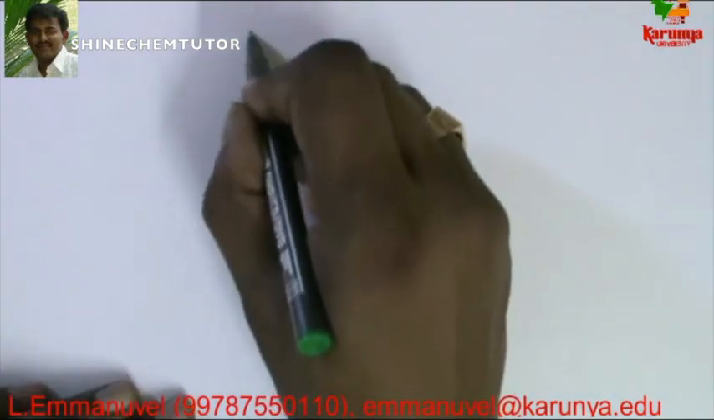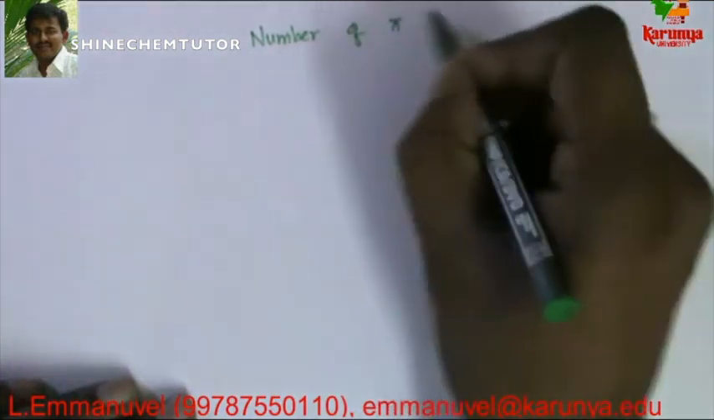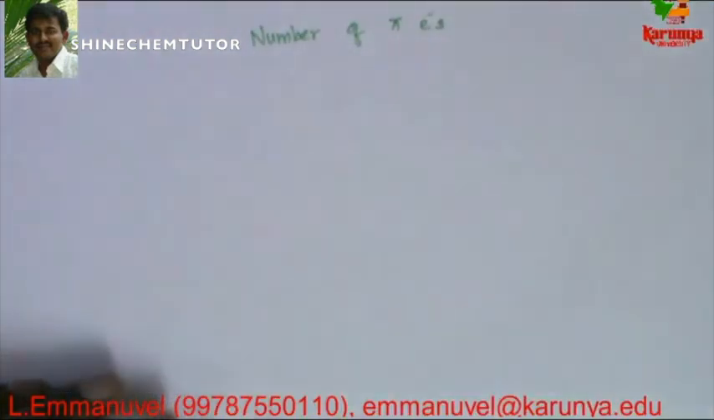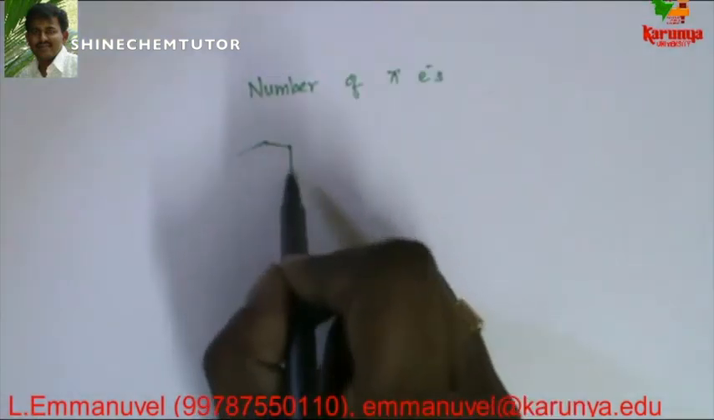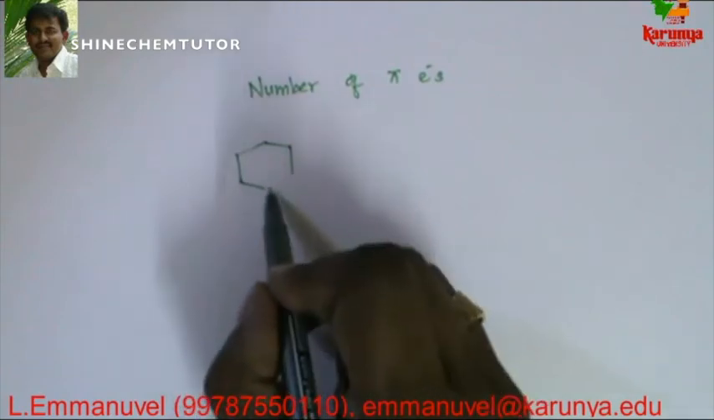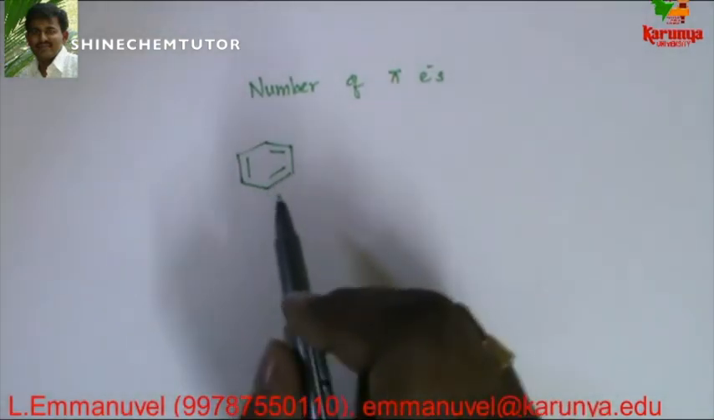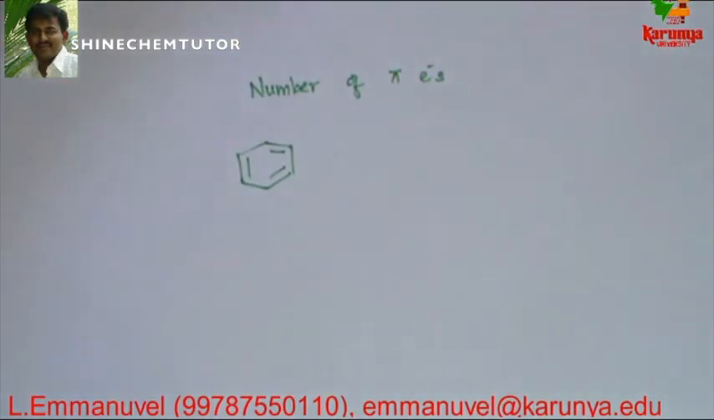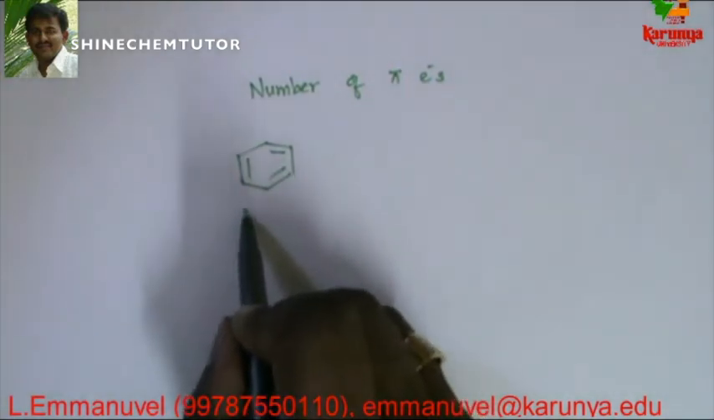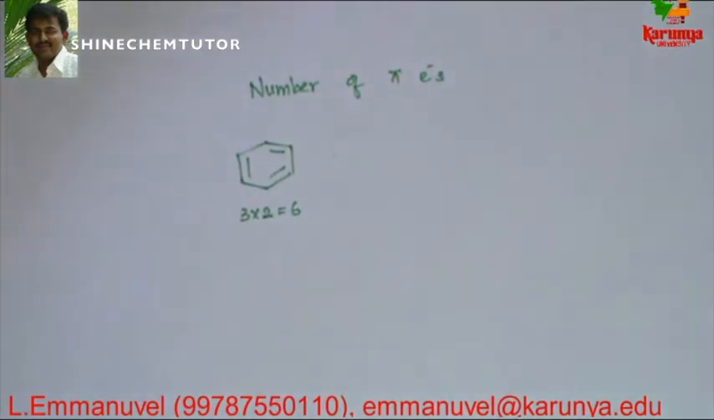The last criterion is the number of pi electrons involved in delocalization. Let us go for some examples. First one, a compound which has only double bonds. There is no problem at all. What is the number of double bonds? Multiply by 2. So it will be very easy.